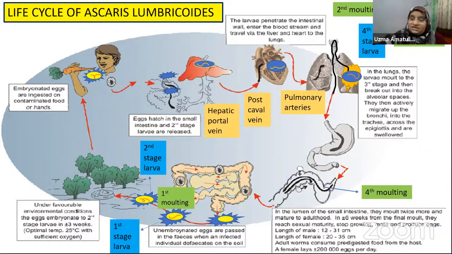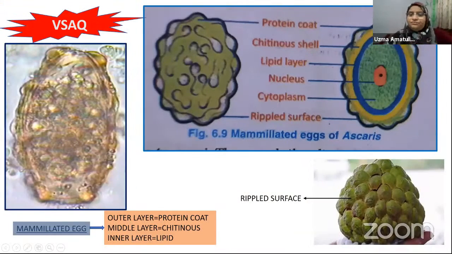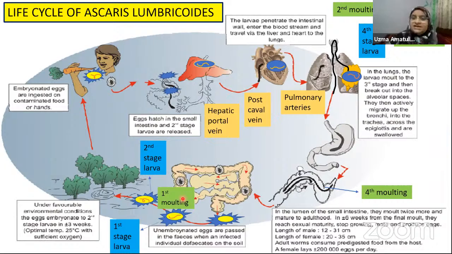Now then what happens? It will undergo another molting. And then it will transform into fourth stage rhabditiform larva. So here it will transform into fourth stage rhabditiform larva after third molting. So far, how many moltings are completed? First molting in the soil, second molting in the alveoli, and third molting in the alveoli. Now here two moltings in the alveoli. Now which stage is it? Fourth stage rhabditiform larva.